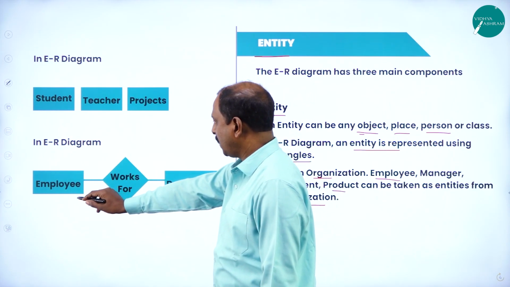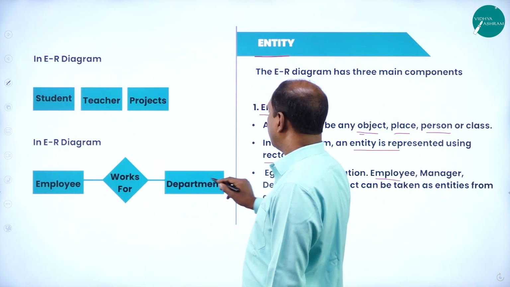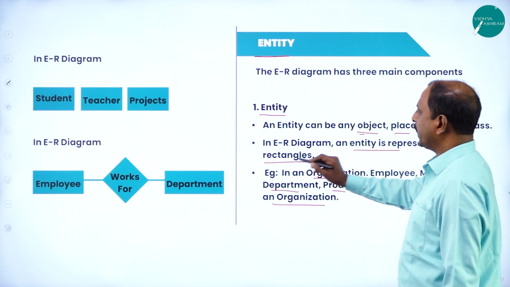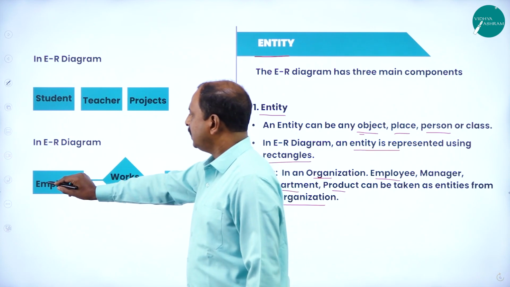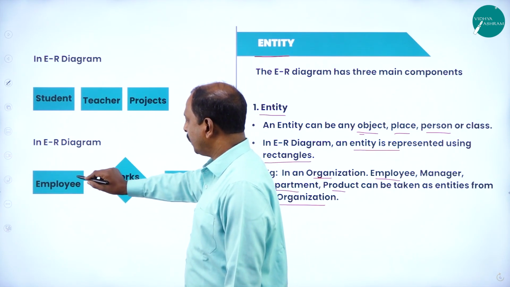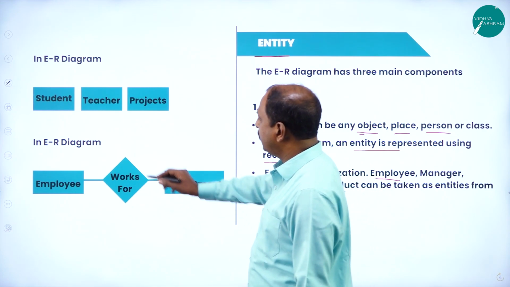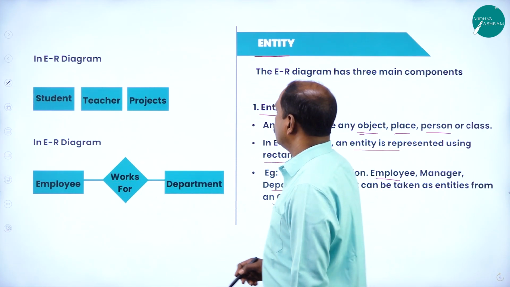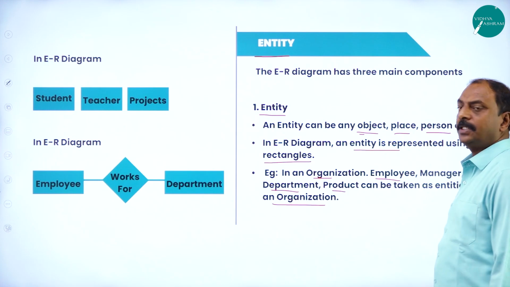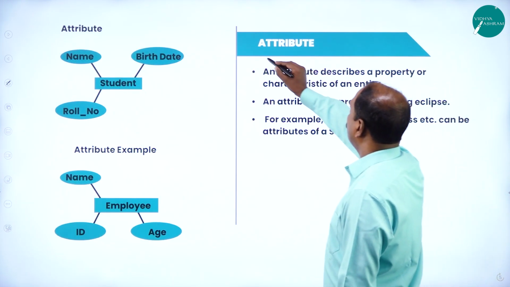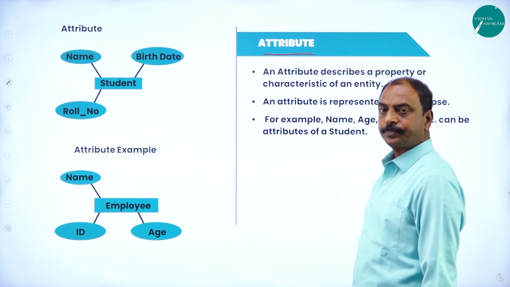So here, employee works for department. Here we are representing entity through a rectangle. So in this example, employee and department are entities, and here is the relationship. So this is entity relationship diagram. In the next slide, we will see what are attributes.